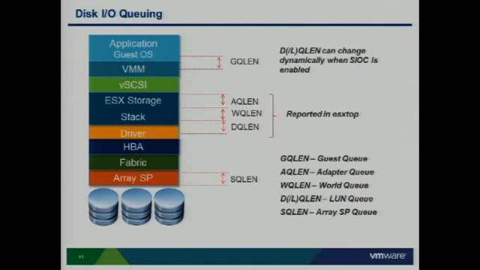And I want to just point out one thing, which is the queue length can change dynamically when you have the storage I/O control feature enabled, because that's how we throttle the IOs. We change the queue length and we throttle the IOs so that you don't have a LUN being contended by a different host causing a performance issue.